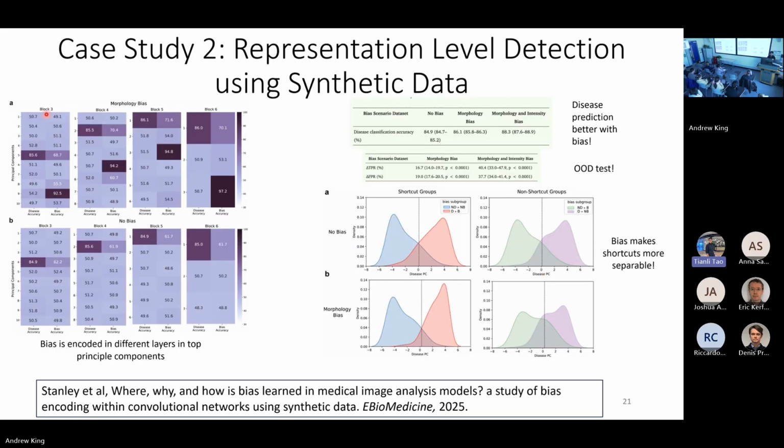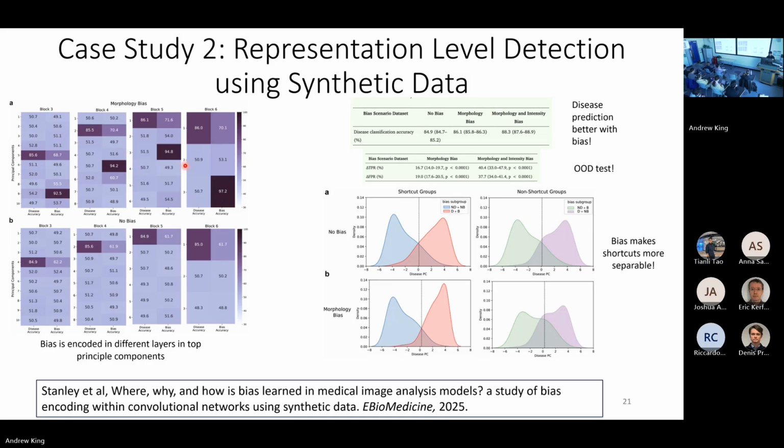So here we can see different blocks for the morphology bias dataset and for the no bias dataset. The y-axis is the number of principal components, and the numbers indicate the accuracy of disease prediction and bias prediction. Bias prediction is basically whether there was a morphology bias or not, and in this case, disease or not. So with 5 principal components, the disease can be predicted, and with 9 principal components, this bias can be predicted.